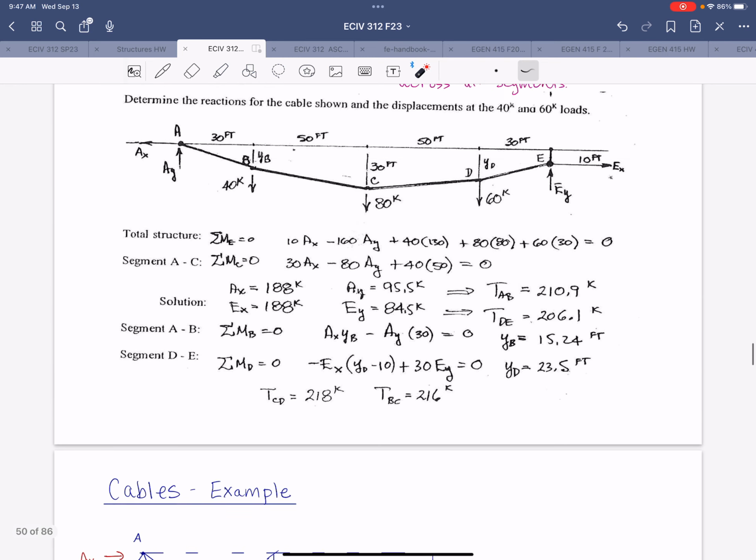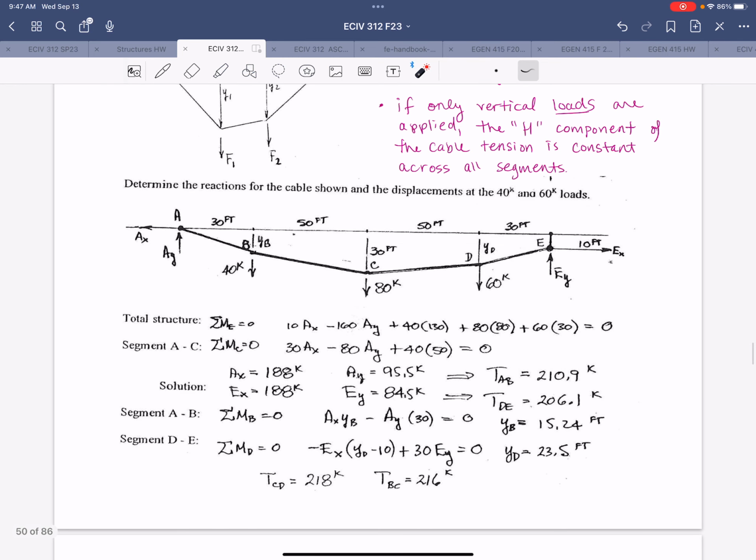All right, questions? Okay, we'll do the example next time. Since there are a few moments left, I have a thing on trusses to show you. So I'll switch gears for a moment.